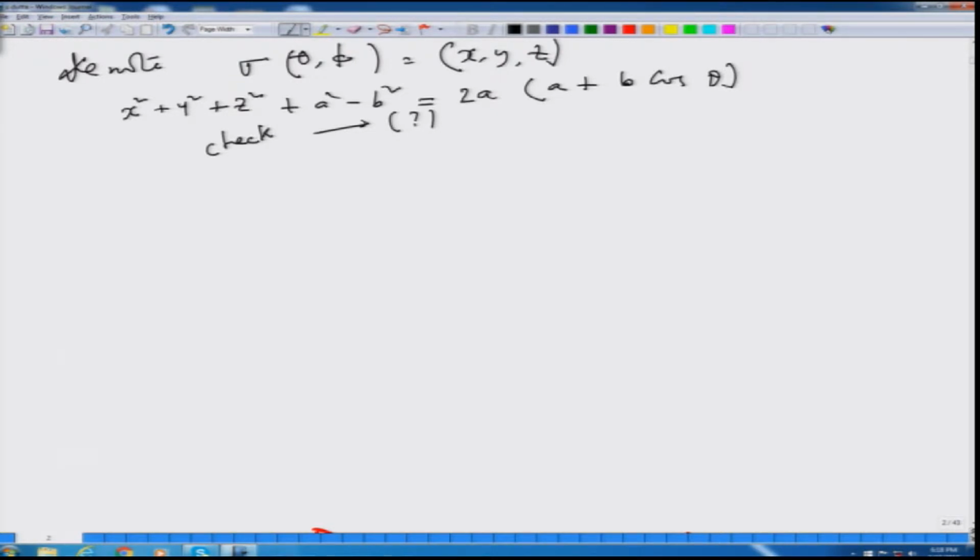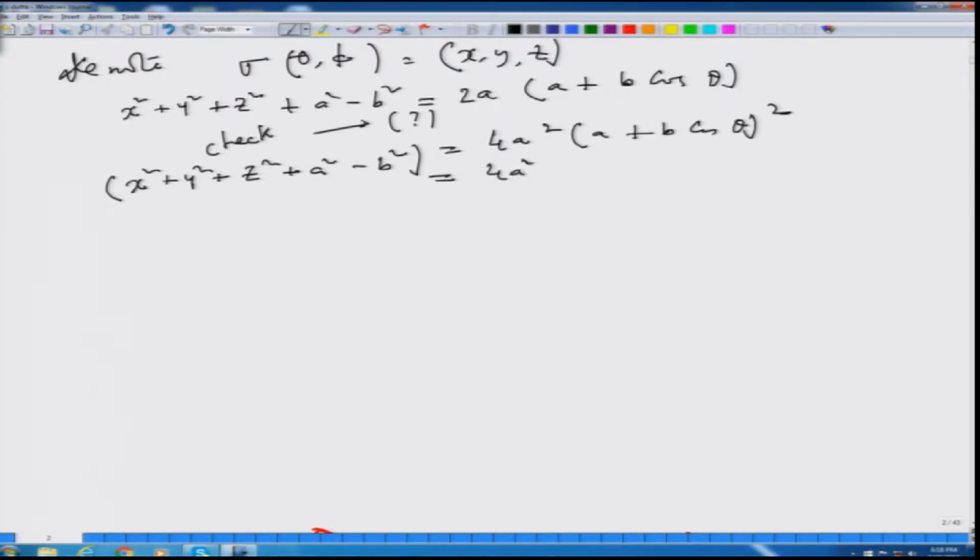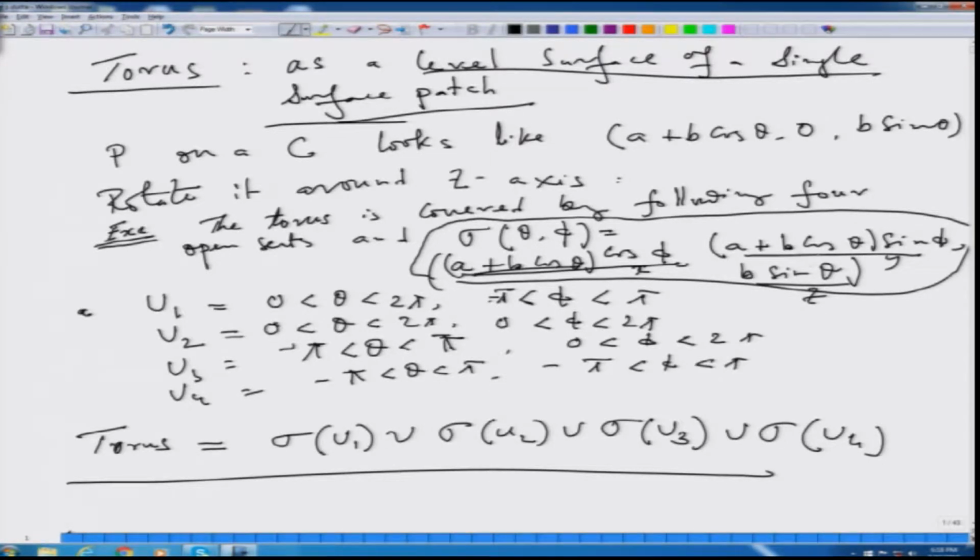So, I have to eliminate theta. So, what I do? I take a square again, this will be 4a square (a plus b cos theta) square, but now this will be 4a square plus 2ab cos theta plus b square cos square theta, which will be, you can easily generate, x square plus y square. Again this is x, this is y.